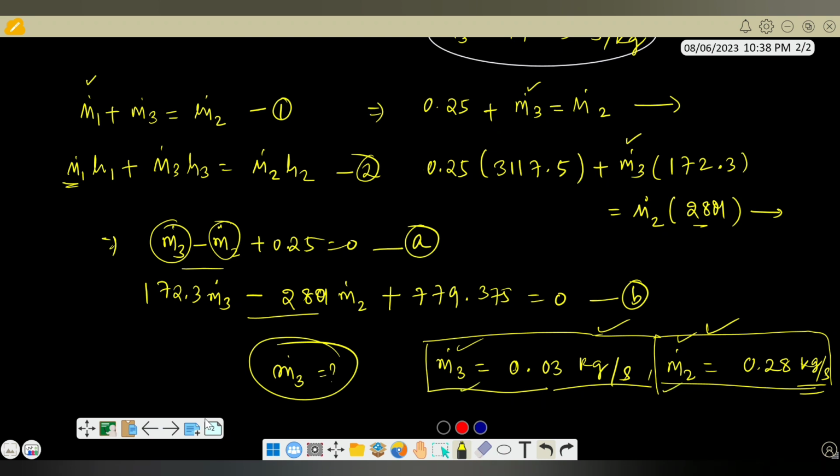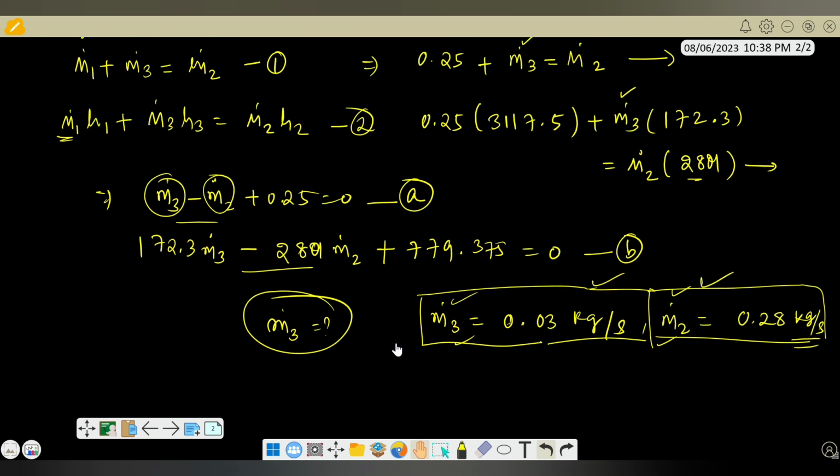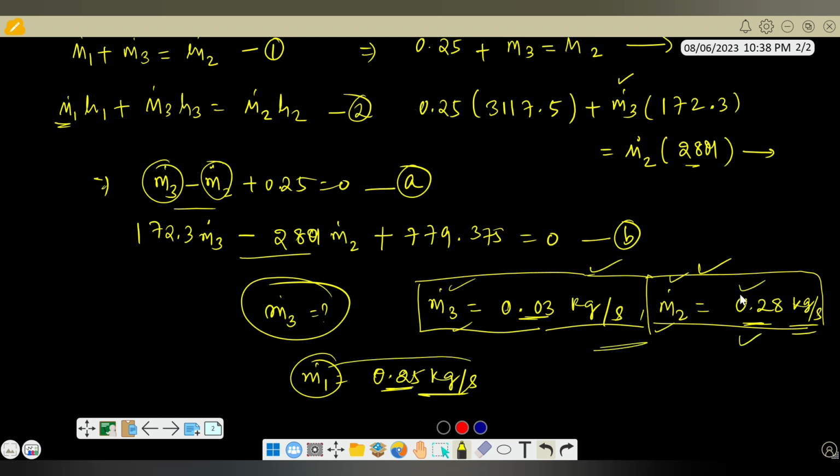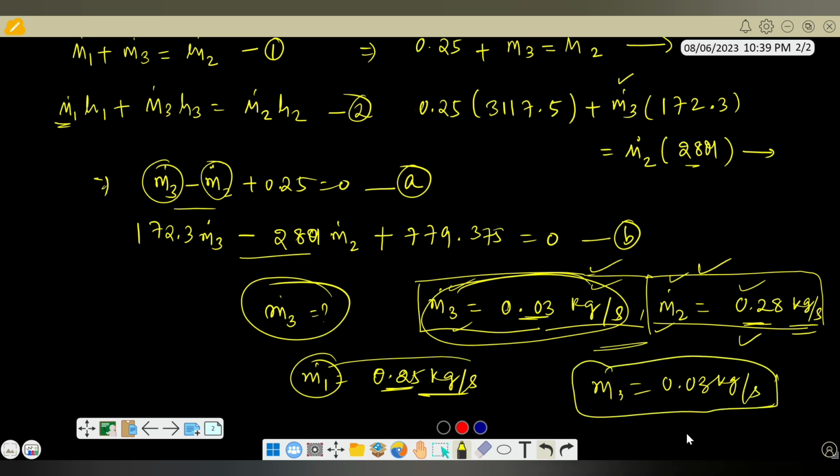So let us check if the equations satisfy the conservation of mass, because m dot 1 was given to us as 0.25 kg per second. If I add 0.03 with 0.25, obviously we get 0.28. This is only to check if we got the correct answer. So the answer for your question, m dot 3, will be equal to 0.03 kg per second. Hope it was understandable. Now I think you can solve the question.